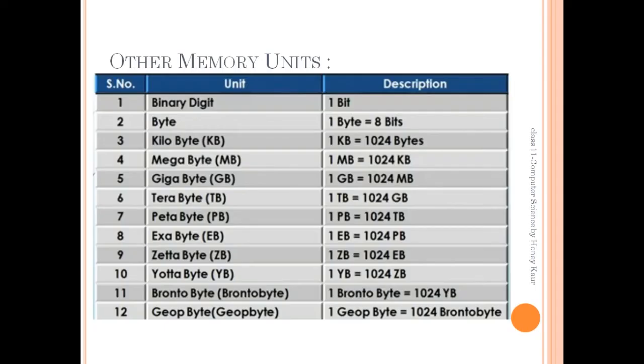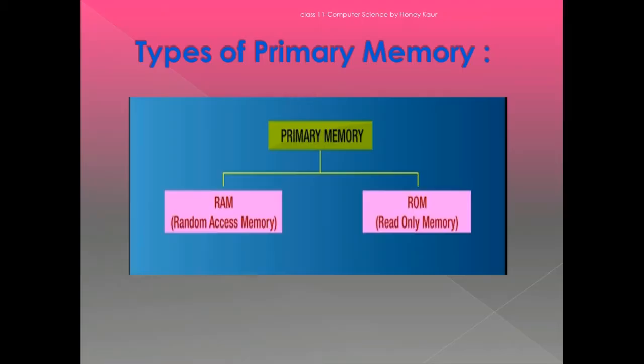The other memory units, apart from bit and byte, are kilobyte, megabyte, gigabyte, terabyte, petabyte, and many more. And all these memory units have a relation of 1024 to the next one. That is, 1 kilobyte is equal to 1024 bytes, whereas 1 megabyte is equal to 1024 kilobytes, and so on. In this way, the memory keeps on increasing as per the requirement of the user.